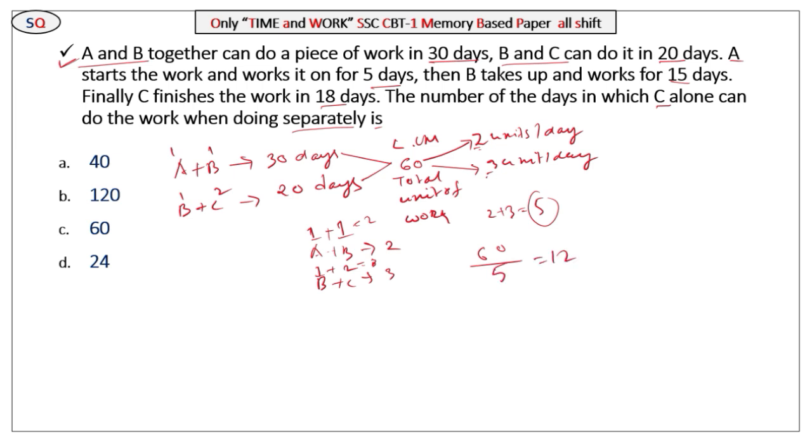Now, what is the value of C? The value of C is 2, which means C can do 2 units of work in 1 day. So, to find the days in which C alone can do the work separately, we have to multiply 12 with 2. So 12 into 2 is 24 days. So the answer is 24 days. Next question.